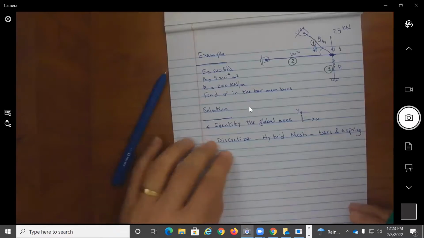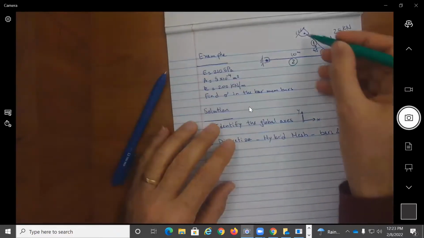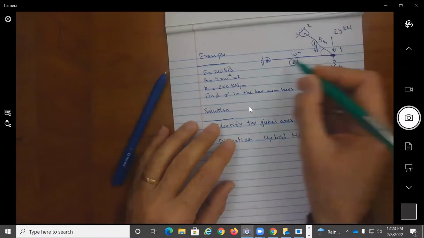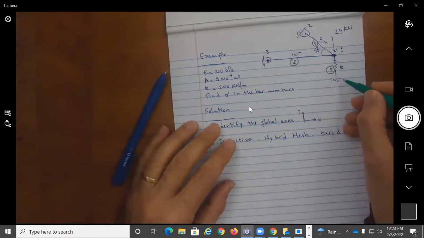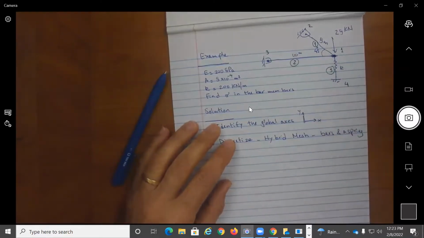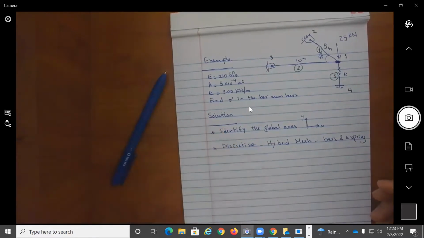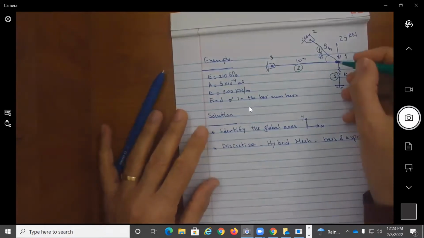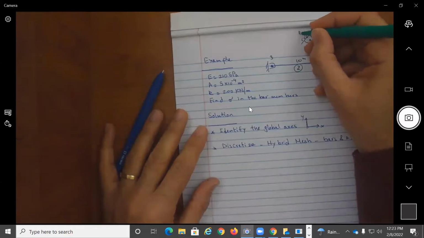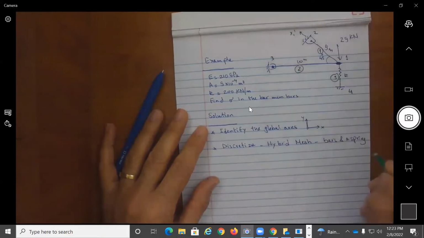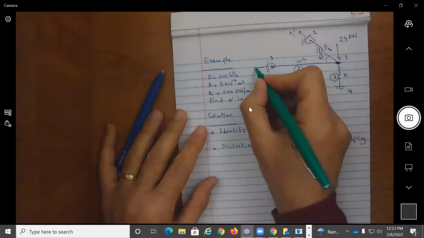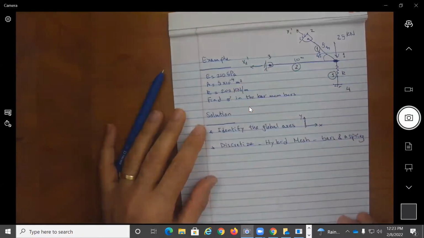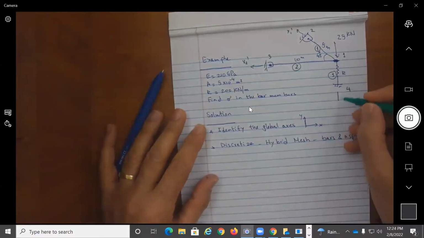And then we're going to go in some sort of an order. So for element 1 it is 1, 2, element 2 would be 1, 3, and element 3 would be 1, 4. Next, I want to identify the local axis for each element. Element 1, I'm going to call this x1 prime. Element 2, I'm going to call this x2 prime. And element 3, I'm going to call this x3 prime.